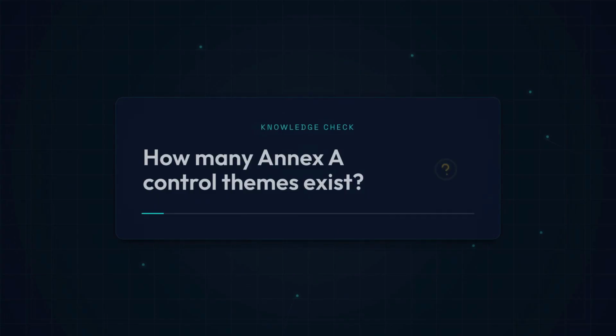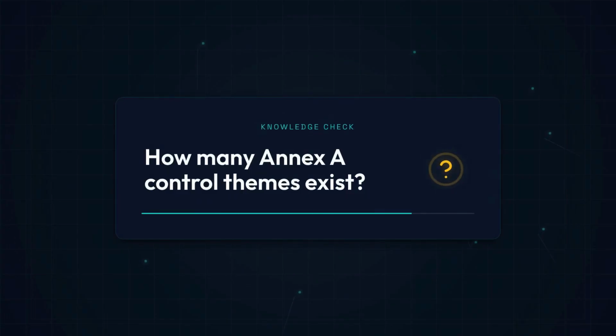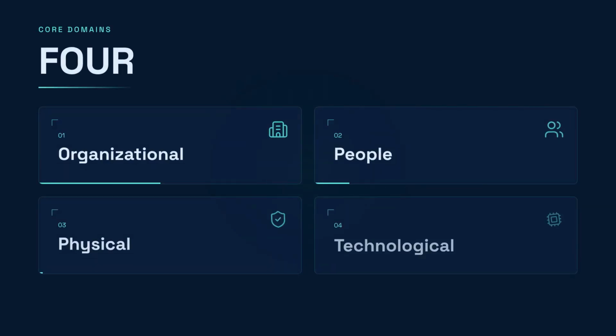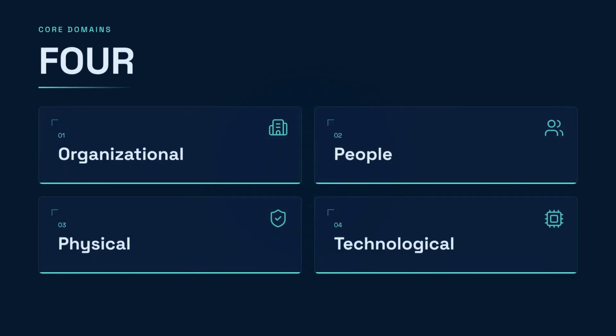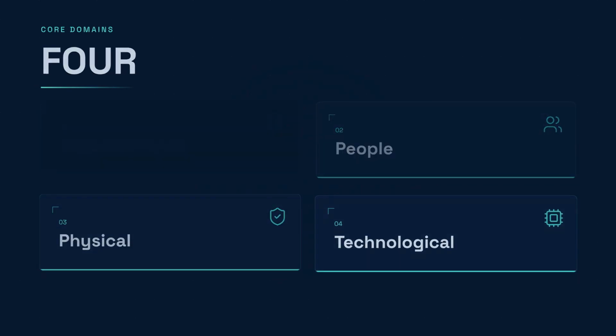Question 3. How many Annex A control themes exist? Can you recall the categories? There are 4 themes: organizational, people, physical, and technological. This structure makes managing the 93 controls much easier.